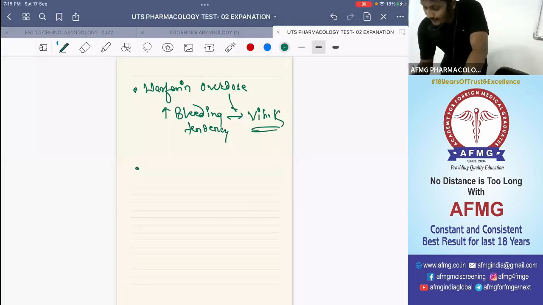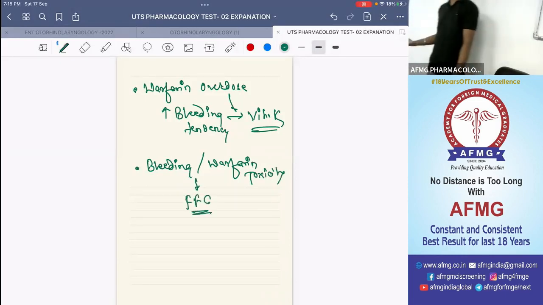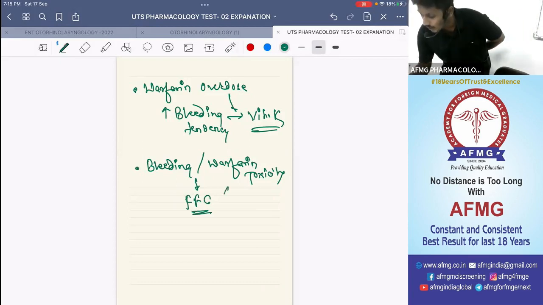But if the patient is having bleeding due to warfarin toxicity, then here the answer will change to 4-factor complex. Give only as many factors as were being inhibited. That is what is called the four factor complex, also known as prothrombin factor complex.